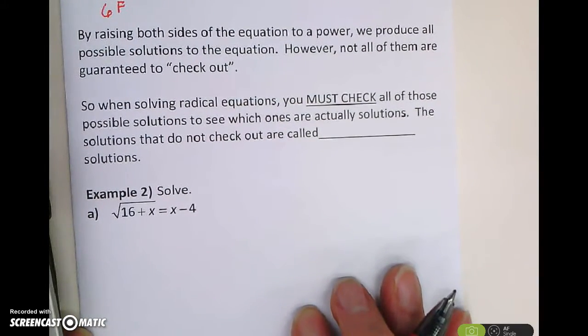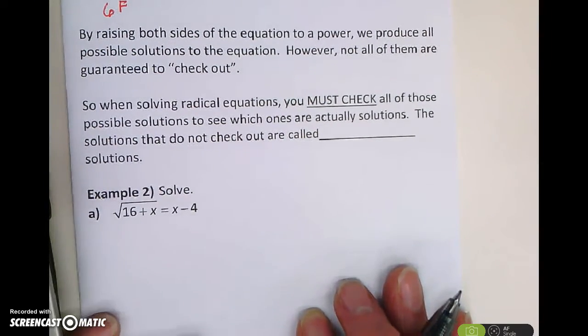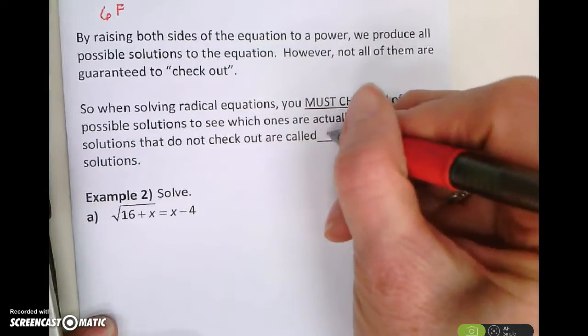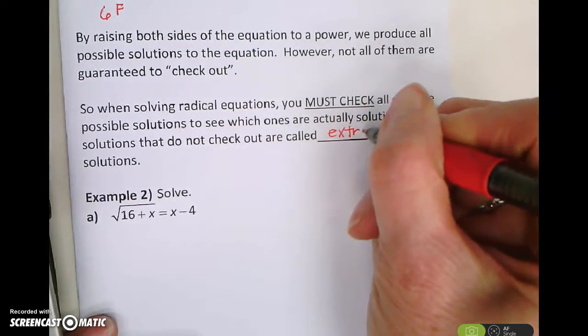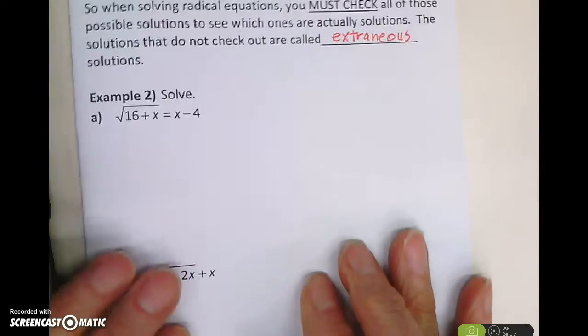By raising both sides of the equation to a power like we were doing in that first video, we produced all of the possible solutions to the equation. However, not all of them are guaranteed to check out. So in solving radical equations, you must check all those possible solutions to see which ones are actually solutions. The solutions that do not check out are called extraneous solutions.